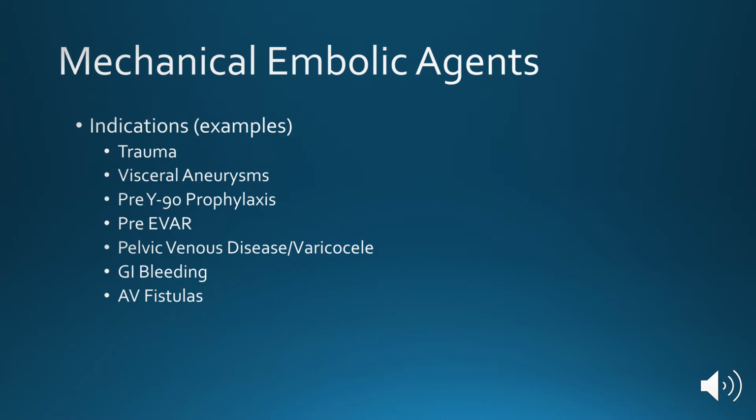We use mechanical agents for a number of different indications, including trauma, visceral aneurysms, preoperatively before endovascular repair of an aneurysm, or even before radioembolization at times. We use them to treat GI bleeding. We use them in cases of AV fistulas when they're not maturing appropriately. And we even have venous indications such as pelvic venous disease and varicoceles.